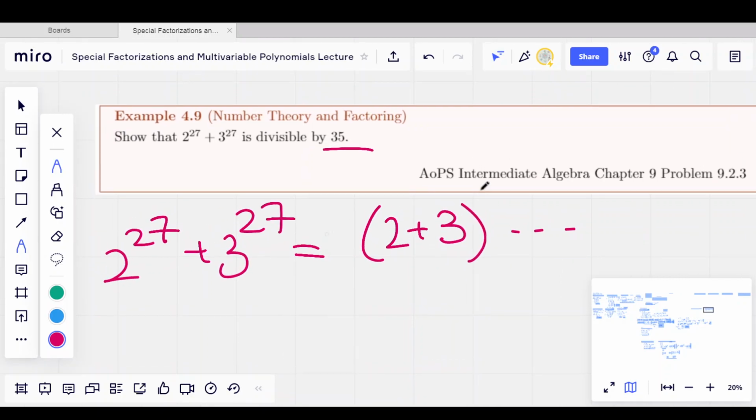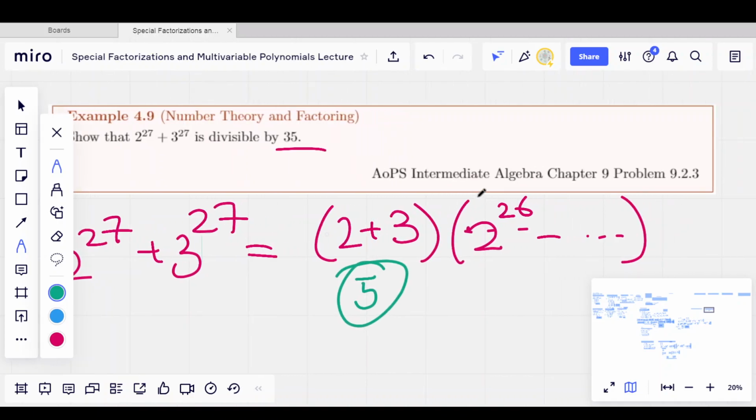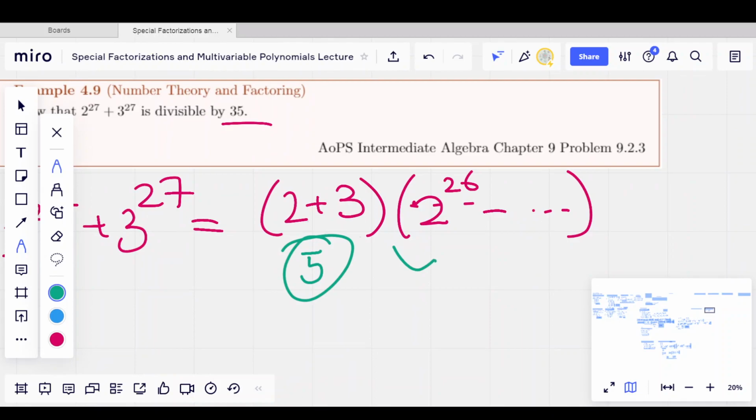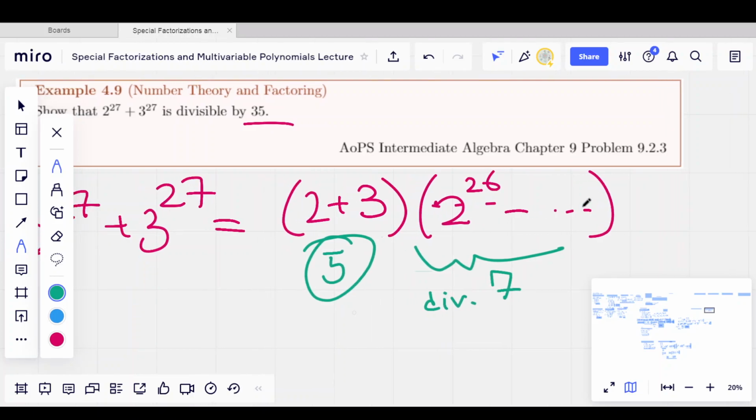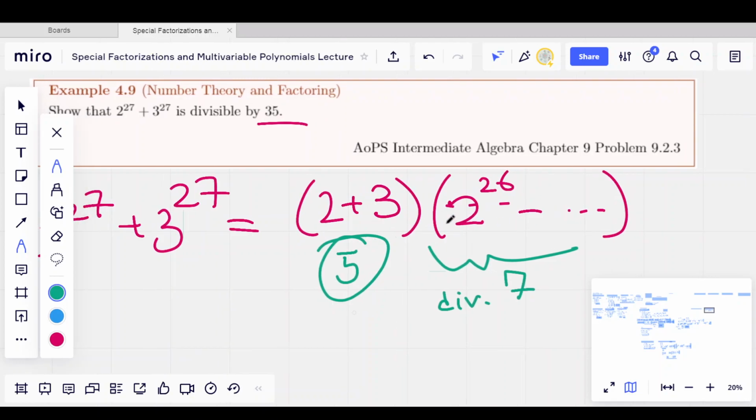This is, and then it starts with 2 to the 26, and then minus ... You could do that, but the problem is that this sums to 5. And then now you would have to show that this ugly thing is divisible by 7. And this I don't know how you would really do that. It's just really hard. You could use some mod arithmetic bash, but it's not going to work out like that.